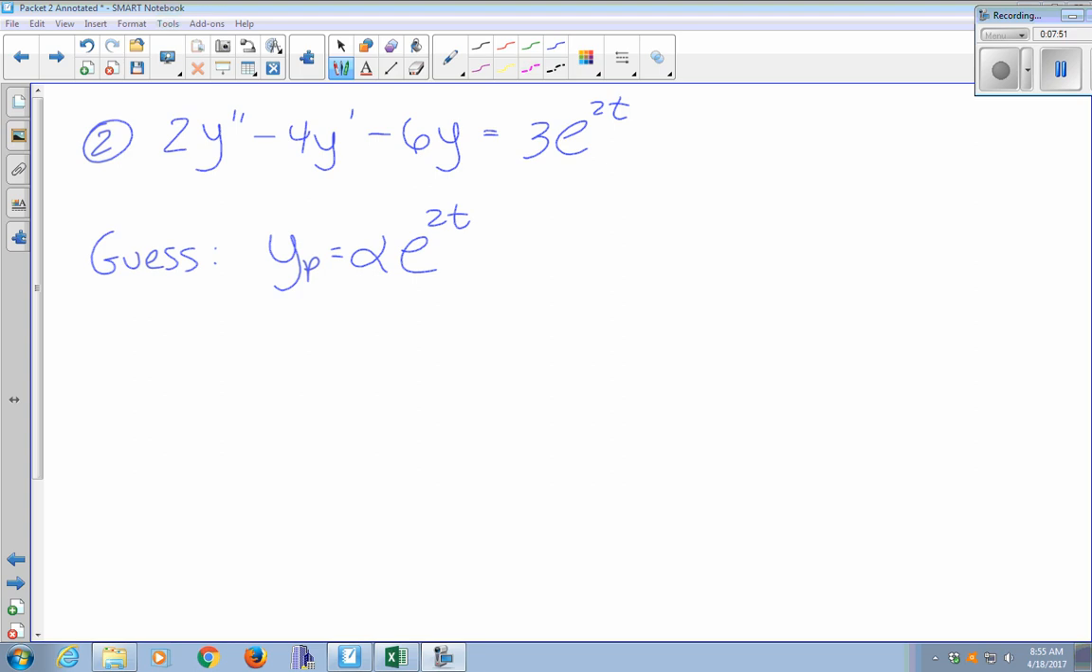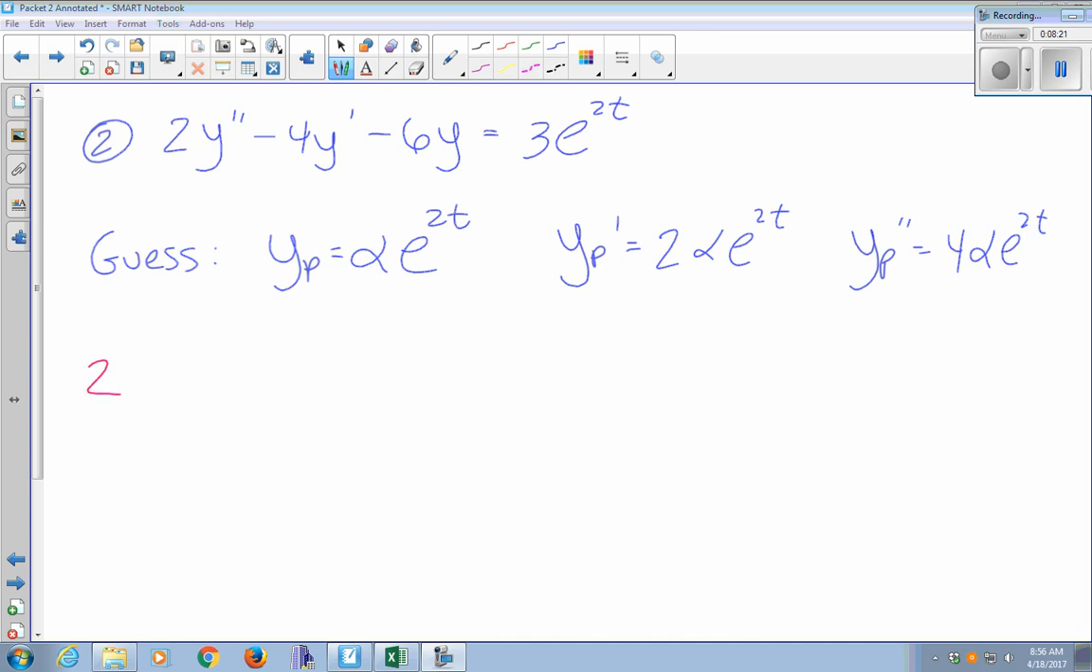All right, so if that's y particular, then y particular prime, just take the derivative of that, would be 2 alpha e to the 2t. And y particular double prime would be 4 alpha e to the 2t. Then you take your guess for y particular, y particular prime, y particular double prime, and put them all into this equation and figure out what alpha has to be to make this guess a real solution.